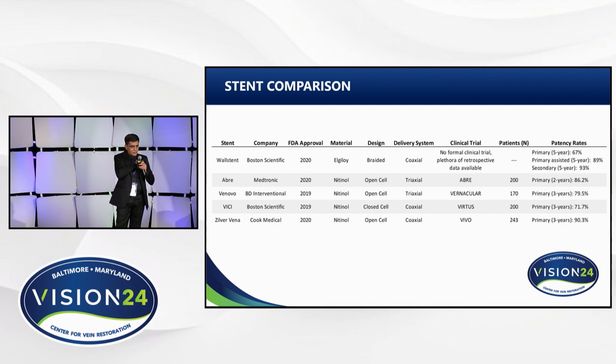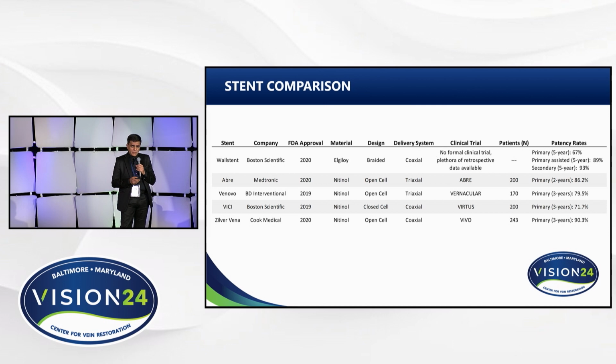The first approved nitinol stent in the US was Venovo, which is marketed by BD. It got approved in 2019. It's an open cell design. Per the VERNACULAR study, which was the study that approved Venovo stents, there were 170 patients, and at 3 years the primary patency rate was 79.5%. The Vici is off the market, so we're not going to discuss that.